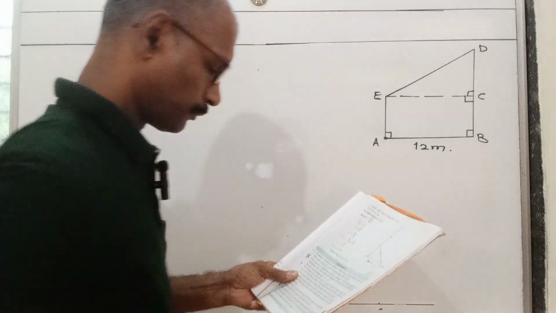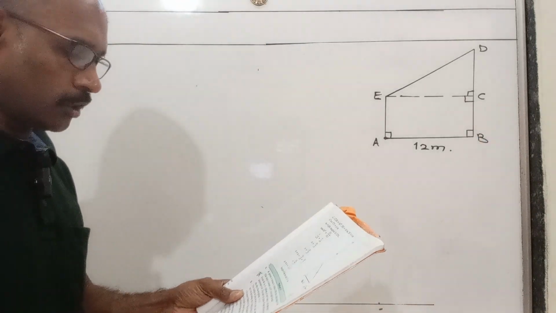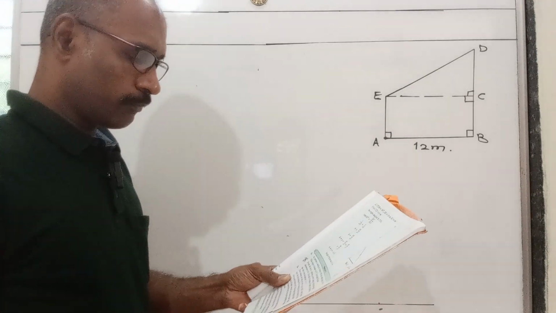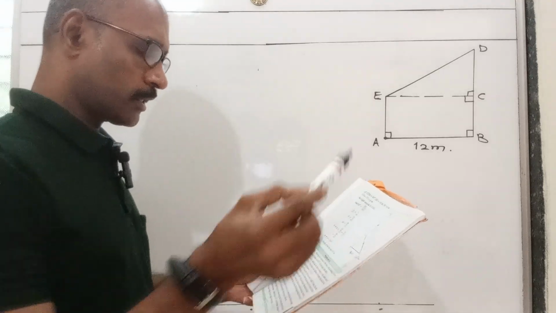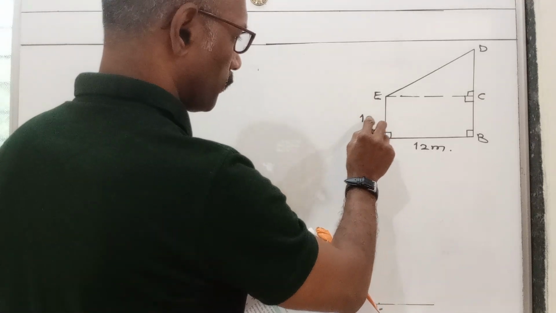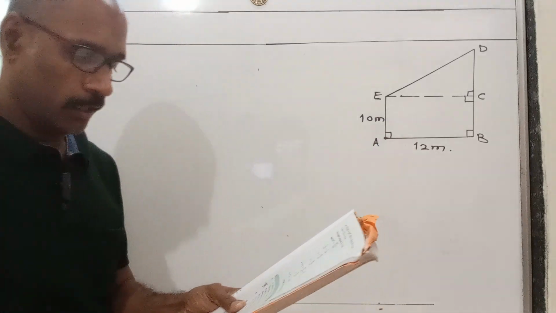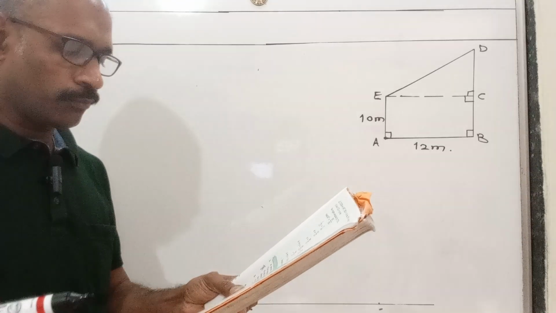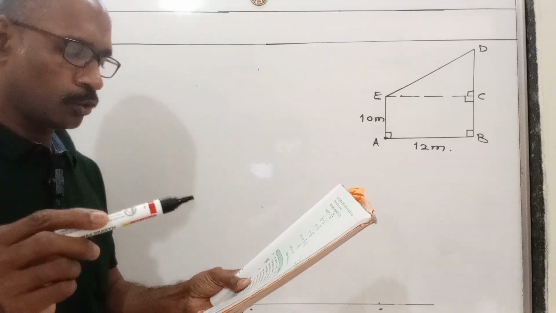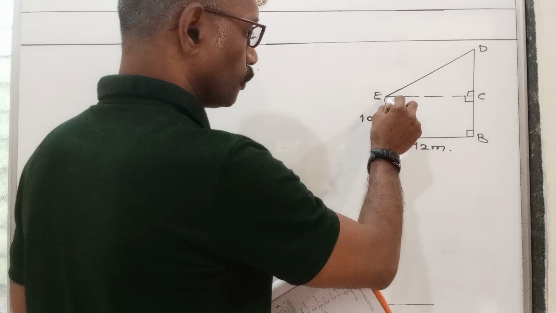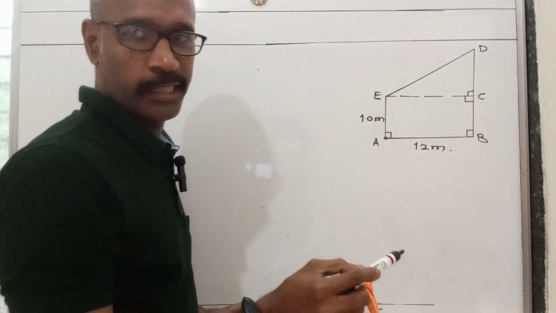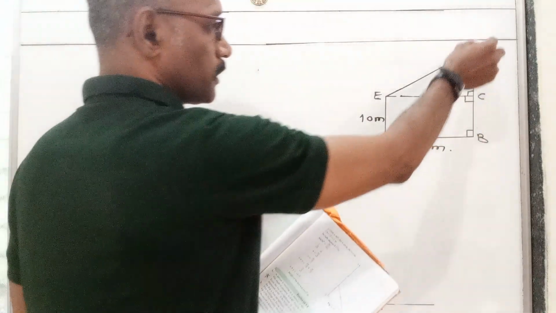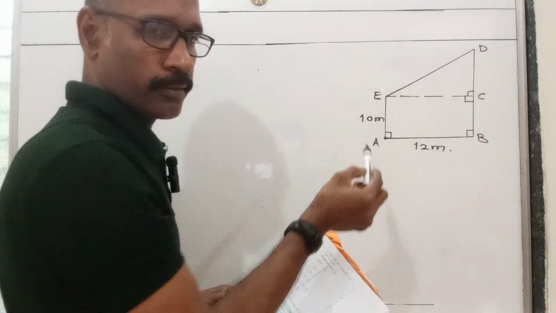From the top of the first building, suppose this is the first building, which is 10 meter high. This is 10 meter high. The angle of elevation of the top of the second is found to be 60 degree. Now, this is the top of the first building, and this is the top of the second building, and this is taller than this.